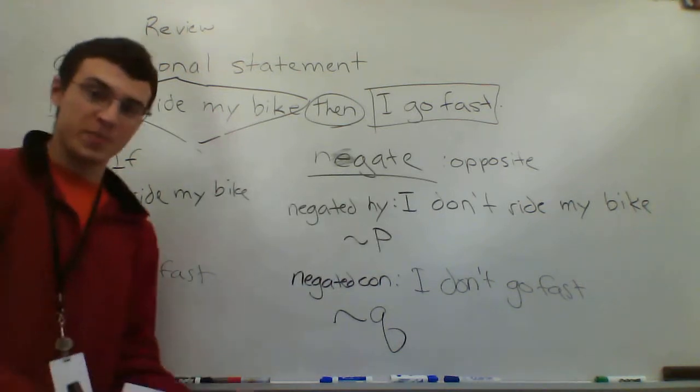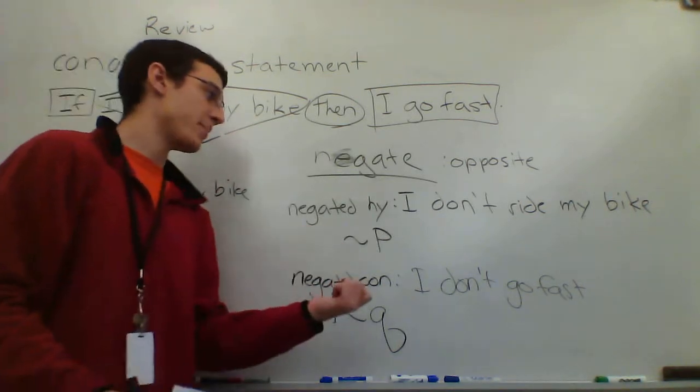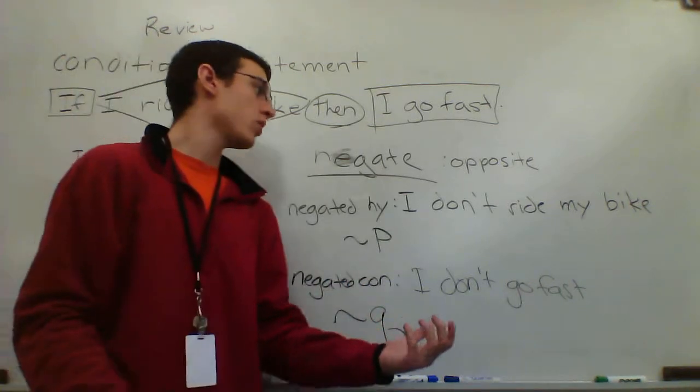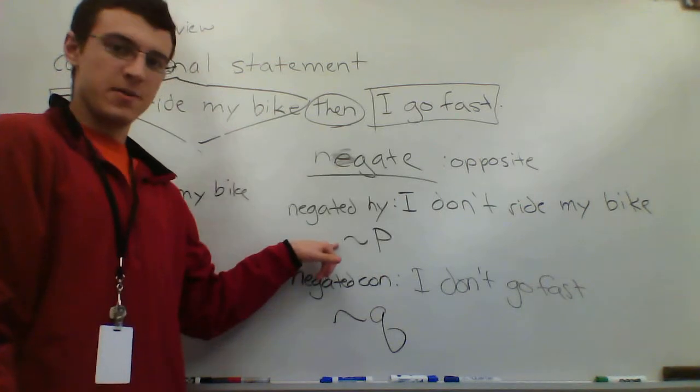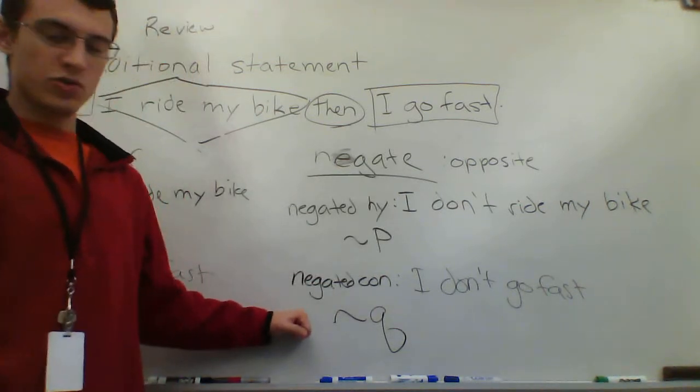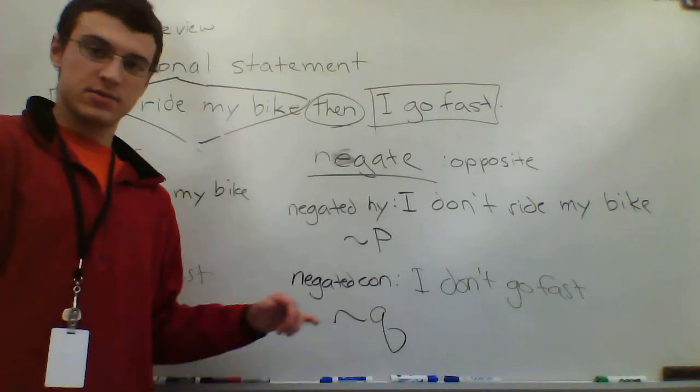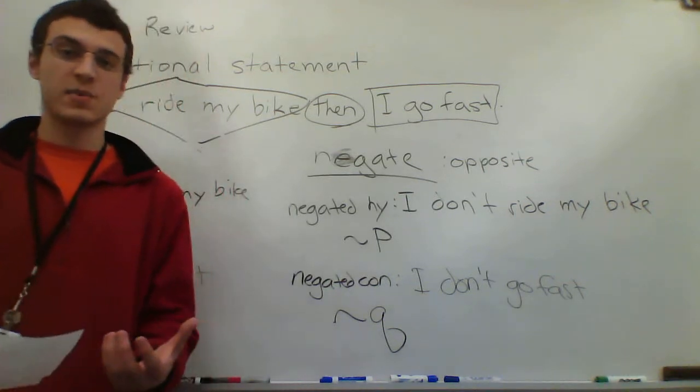And now we have 2 more pieces. We have our negated hypothesis, I don't ride my bike, the opposite of our hypothesis, squiggly P. And we have our negated conclusion, I don't go fast, squiggly Q. So now you have all 6 of your pieces.